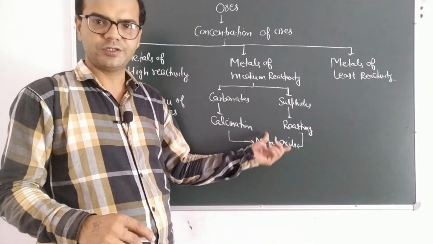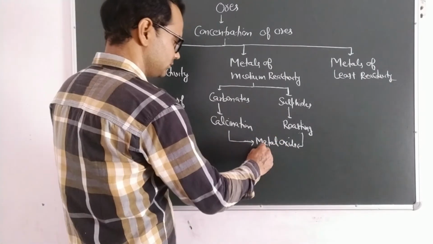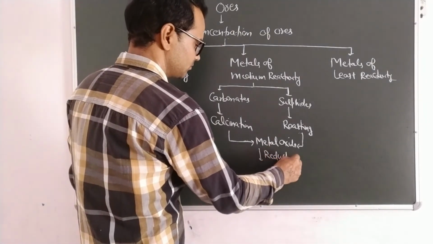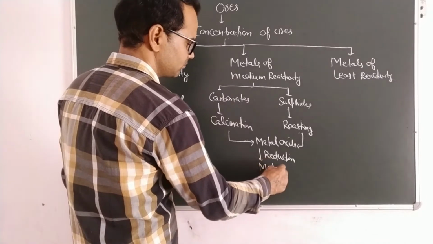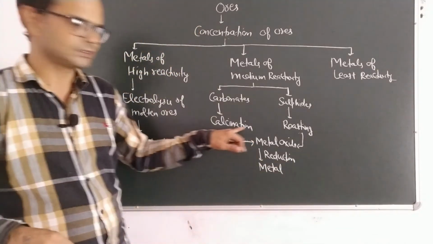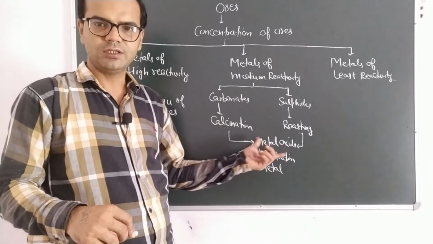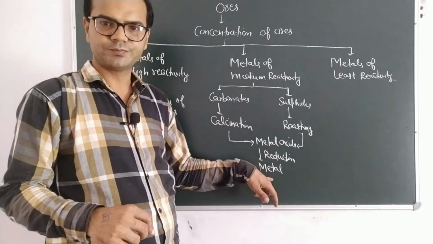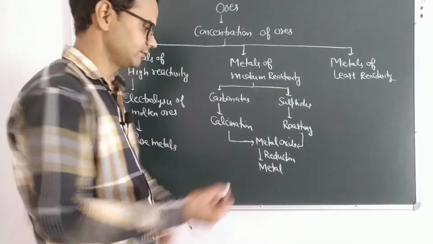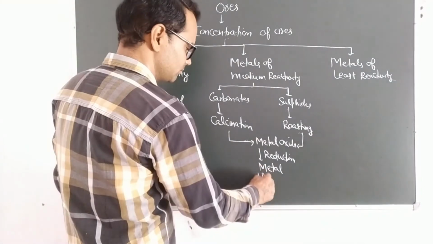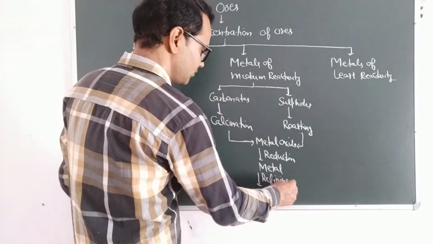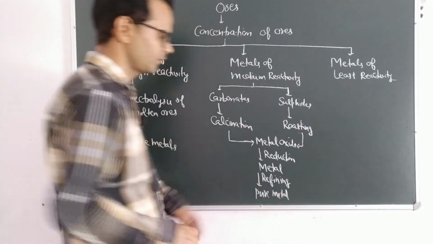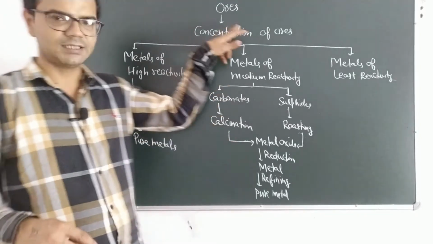Now these metal oxides are further reduced to the corresponding metal by using a suitable reducing agent. If there is still any impurity, it is sent to refining for further purification. Now we will get pure metal.